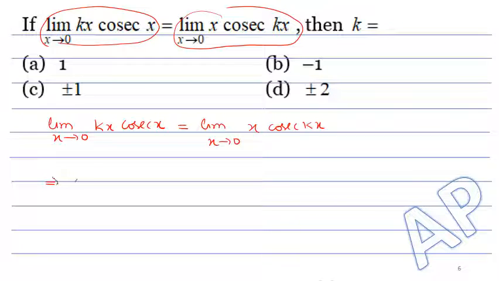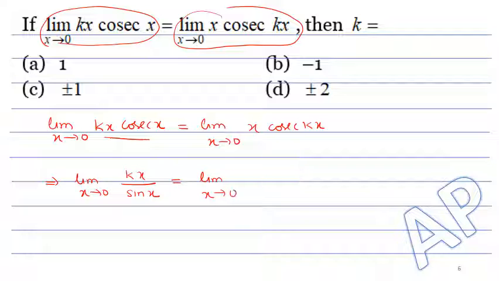Let me write this given expression as limit as x tends to 0 of kx divided by cosecant x, which can be taken as 1 by sin x. So I have kx by sin x. So kx by cosecant x is the same as kx by sin x. Similarly, I will write this limit as x tends to 0 of x into cosecant kx as x by sin kx.